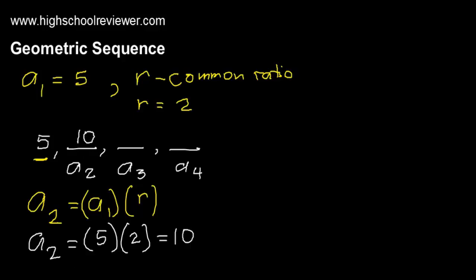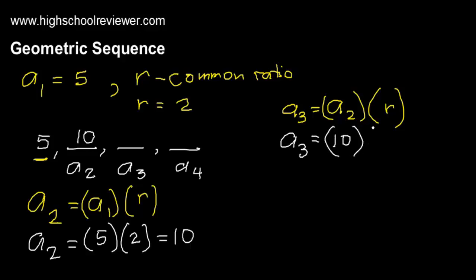And then let's find a sub 3. A sub 3 will also be equal to the previous term, which now will be a sub 2, multiplied by r. So substituting the values, a sub 3 will be equal to the value of a sub 2, positive 10, multiplied by r, which is positive 2. So our a sub 3 now will be equal to positive 20. So we have here the value for a sub 3, which is positive 20.